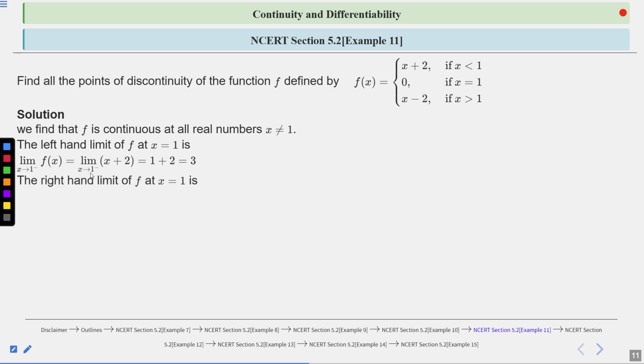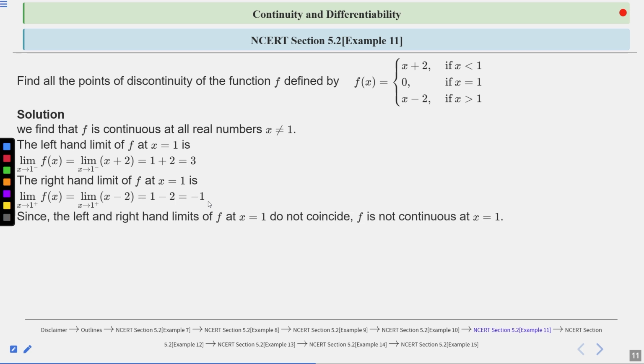The right hand limit of f at x equal to 1 is limit as x tends to 1 plus of f(x), which is equal to limit as x tends to 1 plus of x minus 2, and it will be equal to 1 minus 2, which is equal to minus 1, right? Hence limit as x tends to 1 plus of f(x) will be equal to minus 1, right?